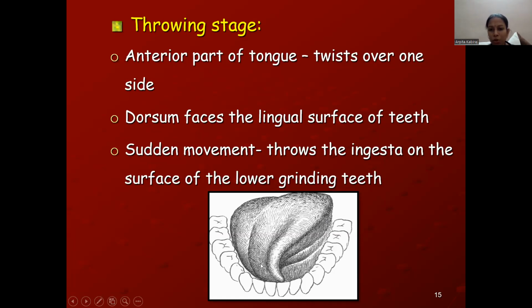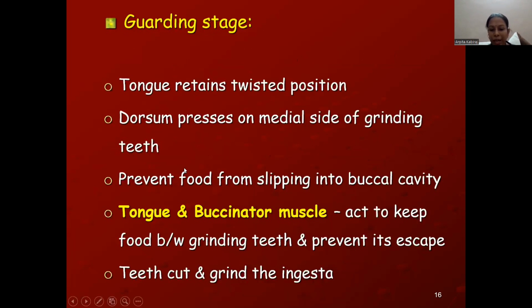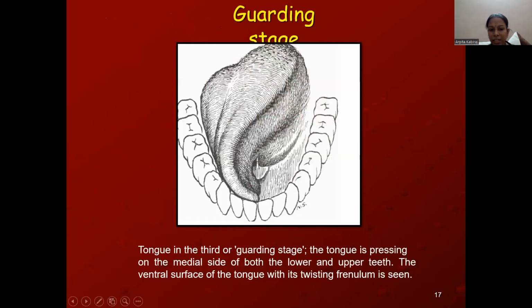This sudden movement throws the ingesta onto the surface of the lower grinding teeth so that you can chew it properly. The grinding stage: the tongue retains the twisted position and the dorsum presses on the medial side of the grinding teeth. It prevents the food from slipping into the buccal cavity. The tongue and the buccinator muscles act to keep the food between the grinding teeth and prevent its escape. The teeth cut and grind the ingesta taken inside. This is the grinding stage.